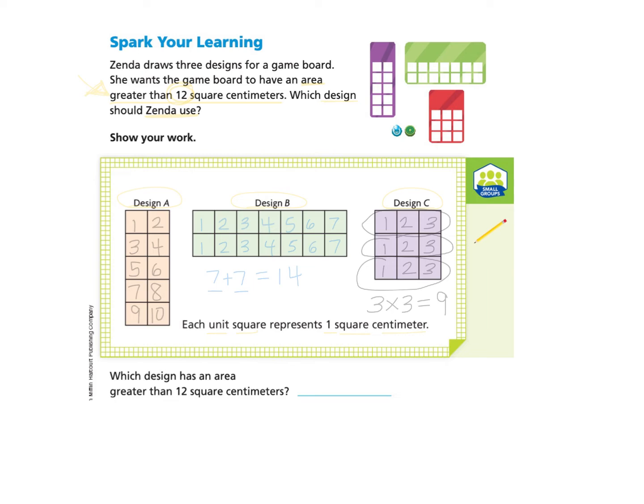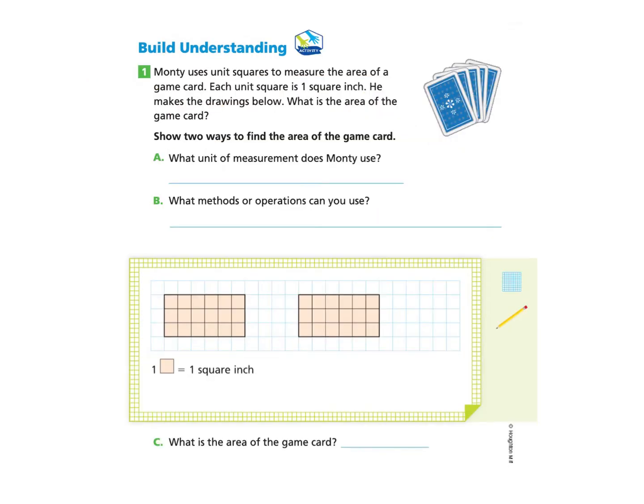So taking a look at what they're asking, which is saying which design should she use, and it has to be greater than 12 square centimeters, it looks like the only design that is greater than 12 would be this one right here, design B. So I'm going to answer this question, design B, when it's asking which design has an area that is greater than 12 square centimeters. Please turn the page to page 44, and let's start under Build Understanding Question 1.